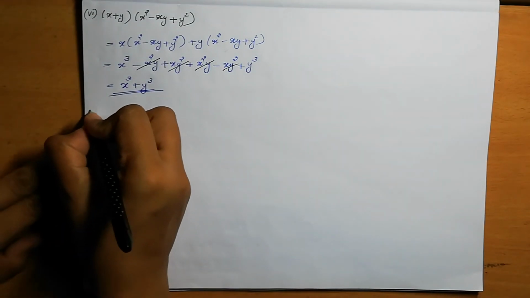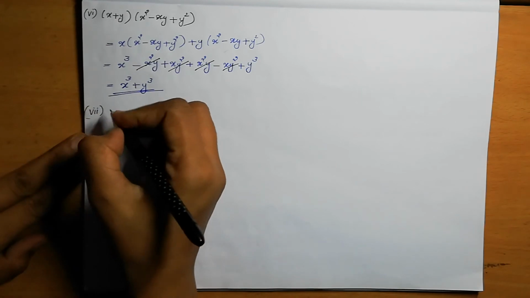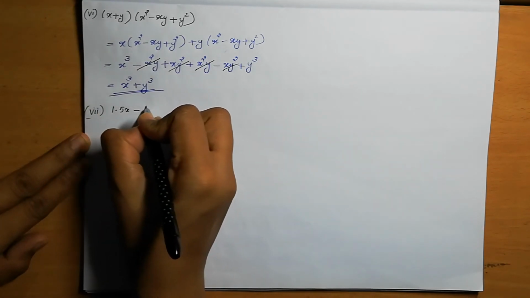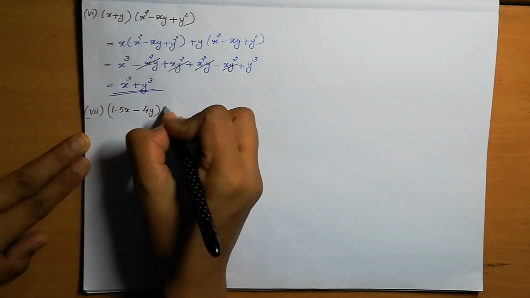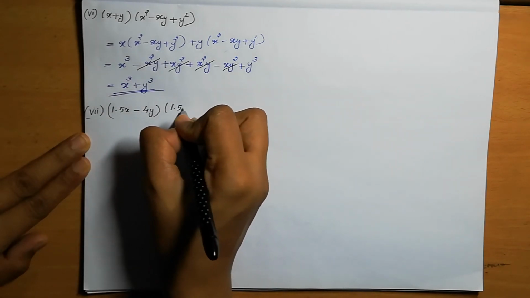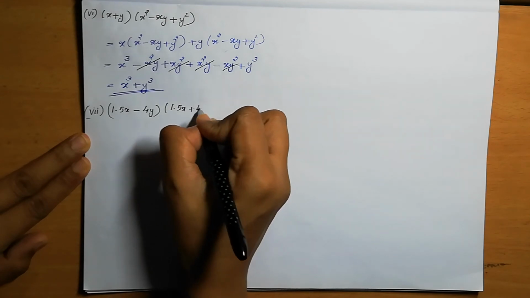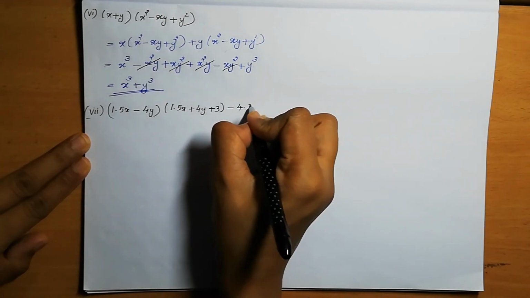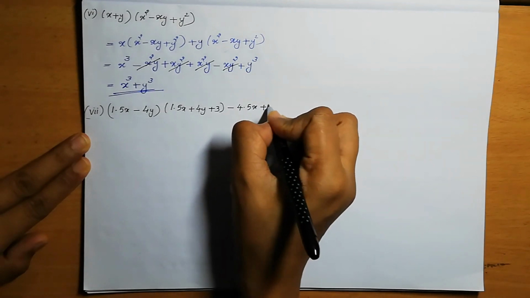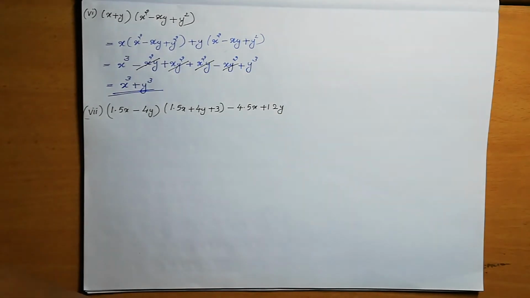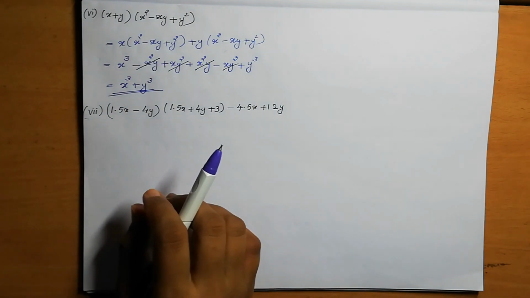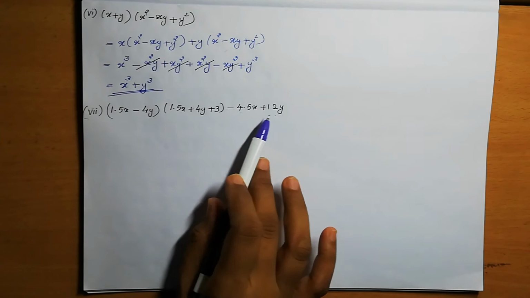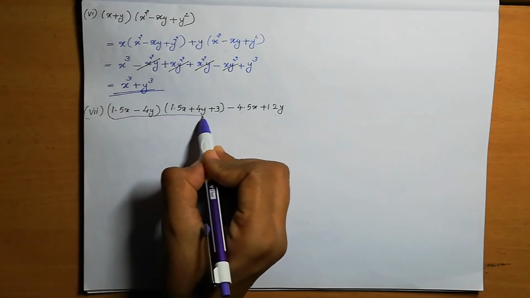Next, seventh one is 1.5x minus 4y into 1.5x plus 4y plus 3, minus 4.5x plus 12y. So here only we need to open the first term, only we need to open the bracket. Remaining, this is plus and minus term. There is no bracket, there is no into terms, right? So this one only we are going to simplify.